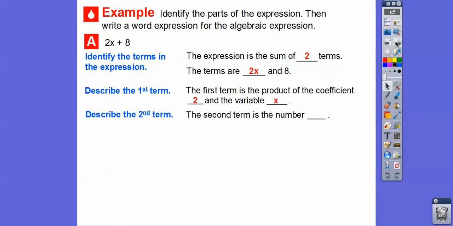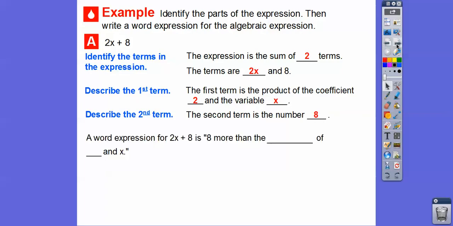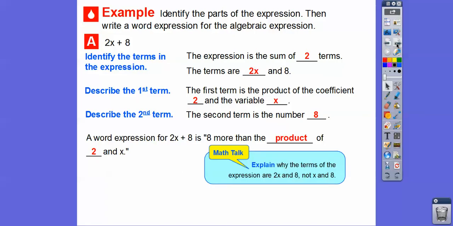Okay, so describe the second term. So the second term is this, and it's called a constant. But we're not going to talk about that right now. But the second term is this number 8 right there. So a word expression for 2x plus 8 is, remember, plus 8 means 8 more than. So 8 more than the product of 2 and x. Remember 2x means 2 times x, so times means product, so the product of 2 and x. You'll get the hang of this, all right?